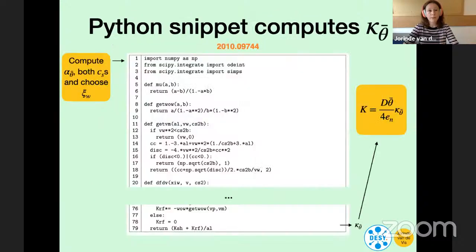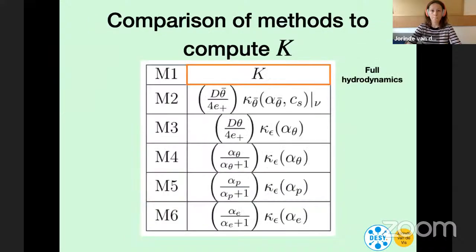We then provided a Python snippet, which computes the efficiency factor in this template model. So all you have to do is compute the phase transition strength in your model, the speed of sound, and choose some wall velocity, or compute it, of course. And then this piece of code spits out the efficiency factor, which you then have to multiply by this quantity to get the kinetic energy fraction. And that goes into the gravitational wave spectrum.